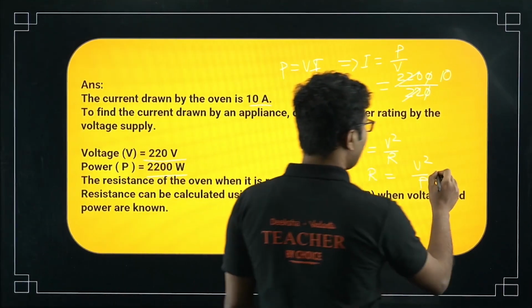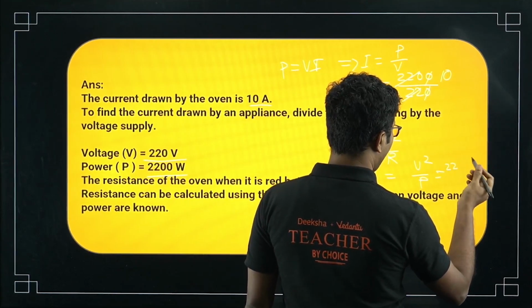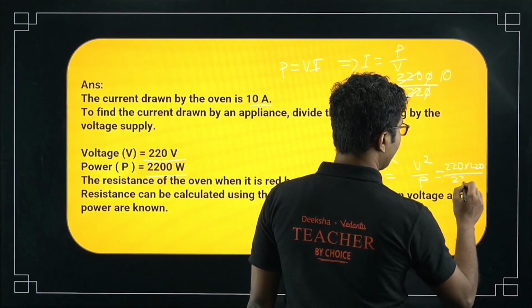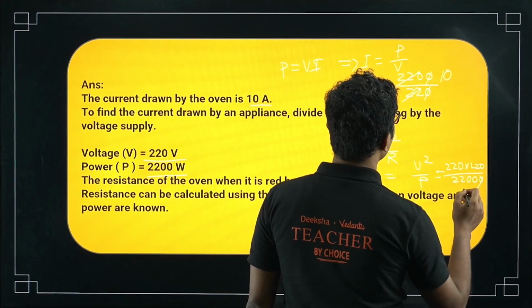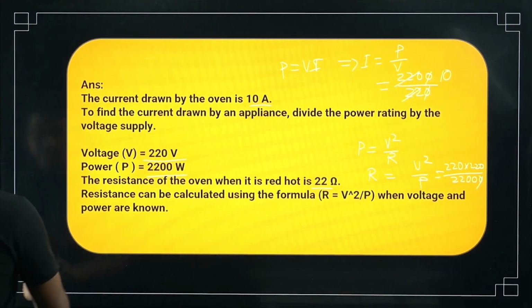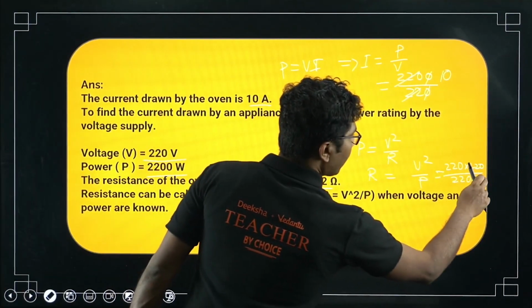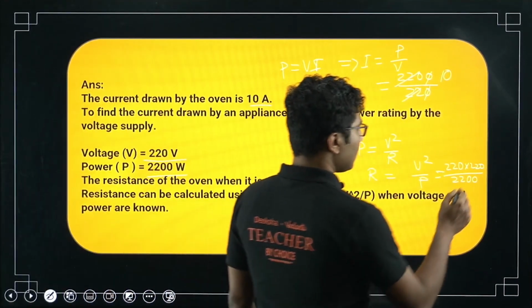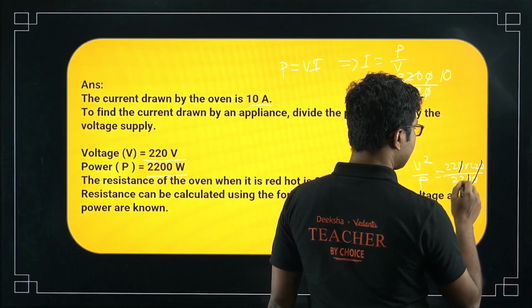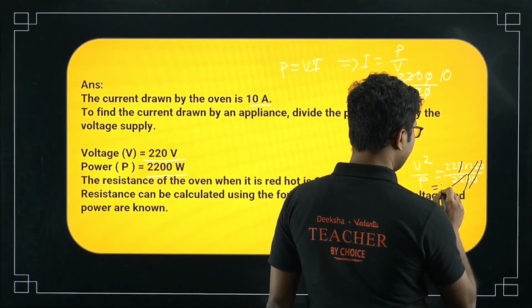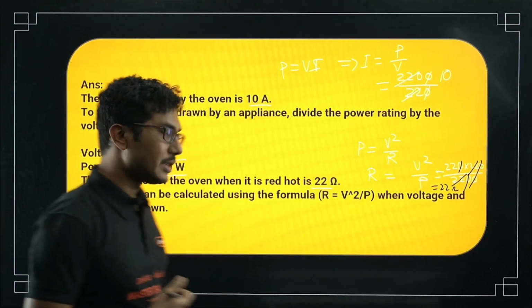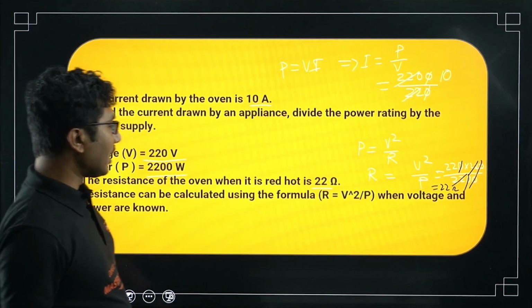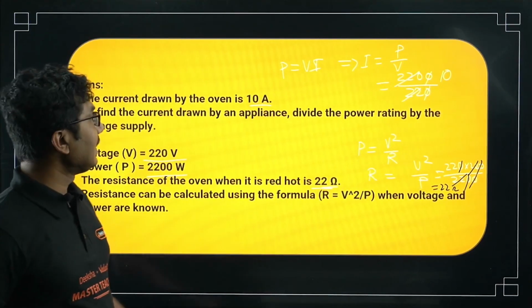If you put the values here, 220 into 220 divided by 22,000, 2200, sorry, my mistake, 2200. So you will get the zeros cancel, this 22 cancels. So resistance is basically 22 ohm. Now when it is red hot, it means the heater is fully operating, entire power is getting converted, so that means the resistance is 22 ohm. Now let's see the next part.